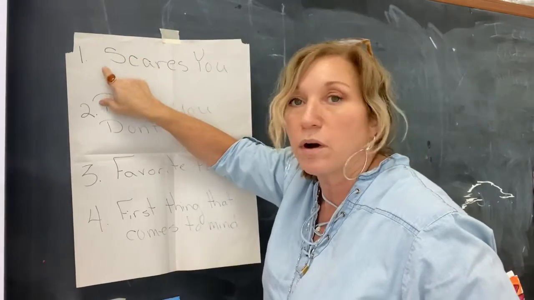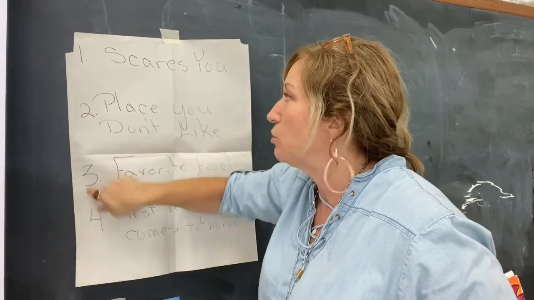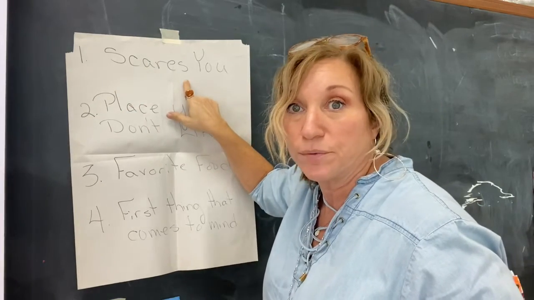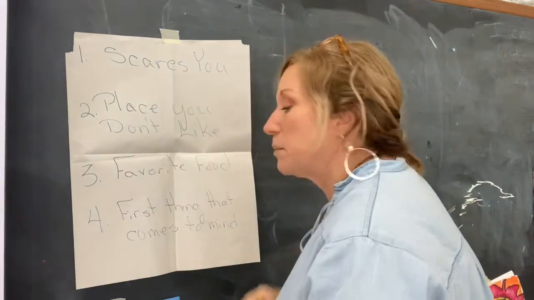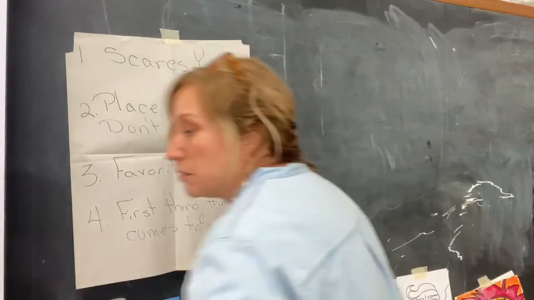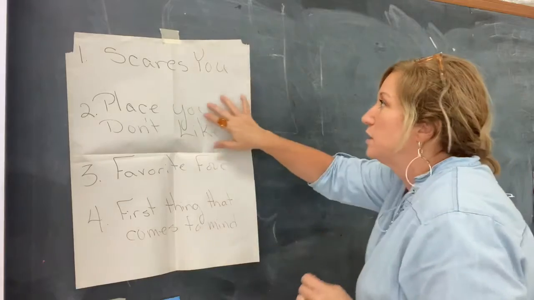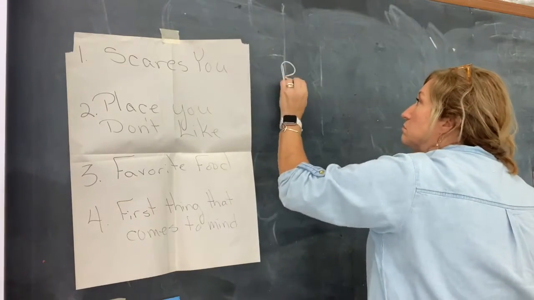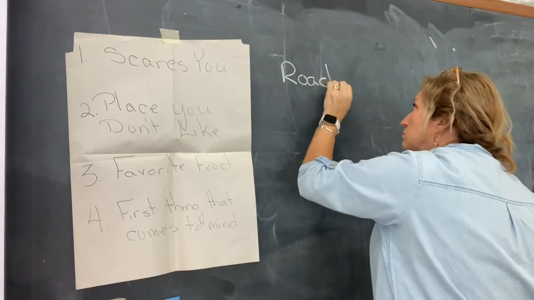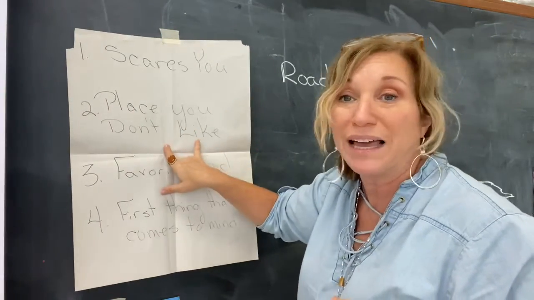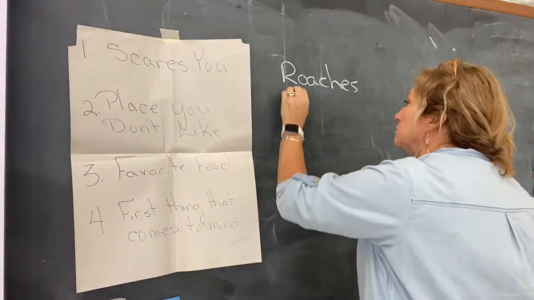Okay, I got 4 things you're going to write down. 1, 2, 3, 4. We're going to first write 1, something that scares you. For me, I am definitely scared of roaches. They really drive me nuts. Okay, a place you don't like. Me, high places.